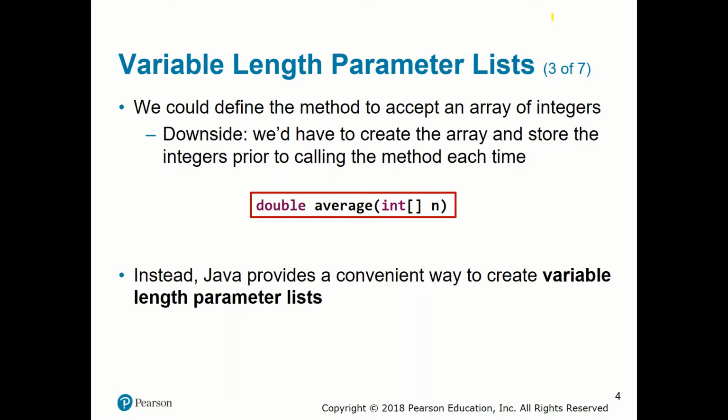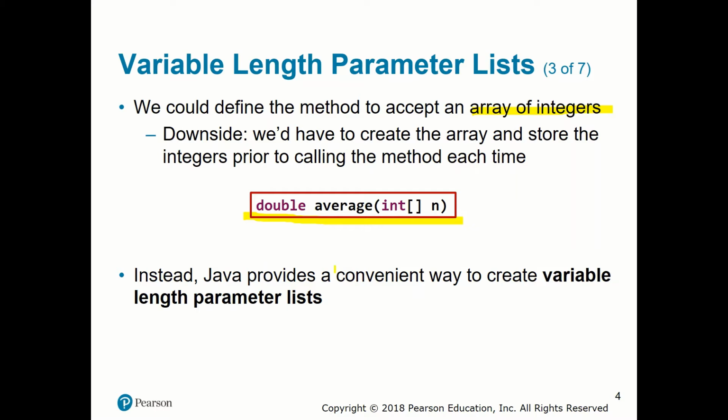Another way to do that is using arrays. So we would define the method to accept an array of integers. Here is also a downside. We must create the array and store the integers prior to calling the method each time. Okay, and this is the method header for that.